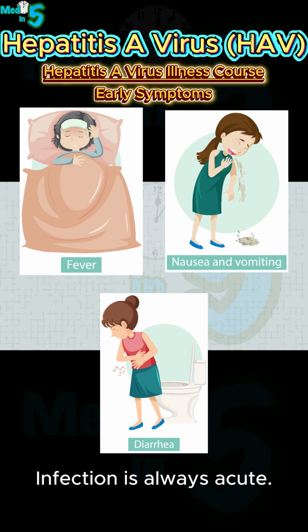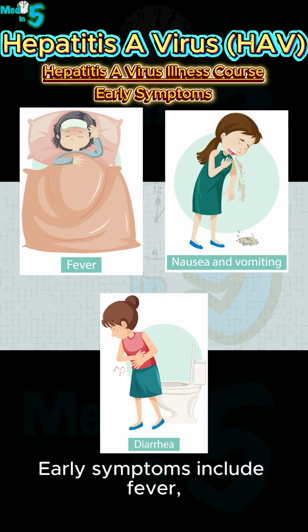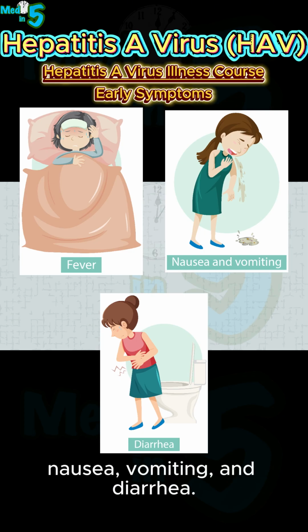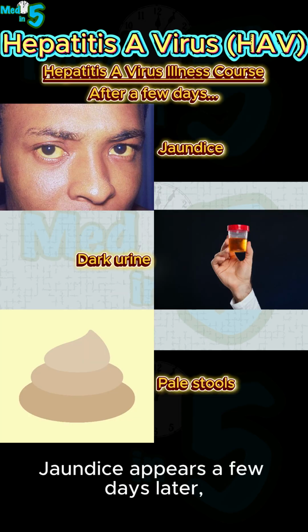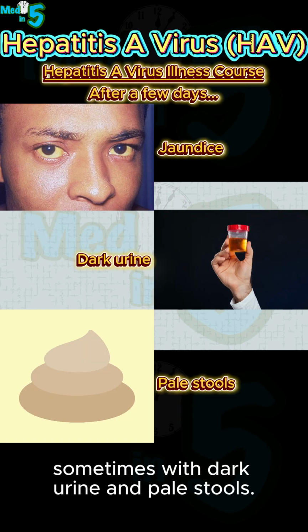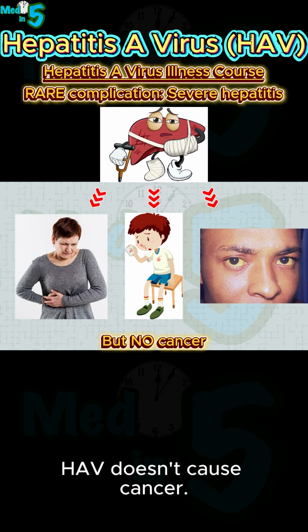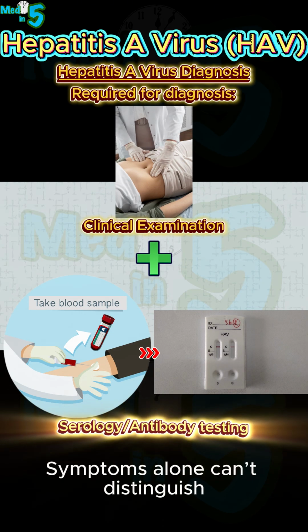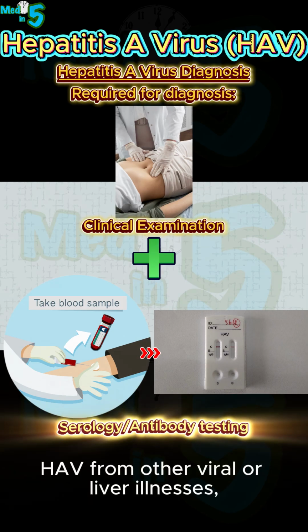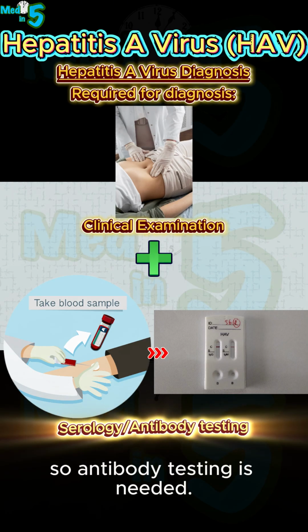Infection is always acute. Early symptoms include fever, nausea, vomiting, and diarrhea. Jaundice appears a few days later, sometimes with dark urine and pale stools. Complications are rare but may include severe hepatitis. HAV doesn't cause cancer. Symptoms alone can't distinguish HAV from other viral or liver illnesses, so antibody testing is needed.